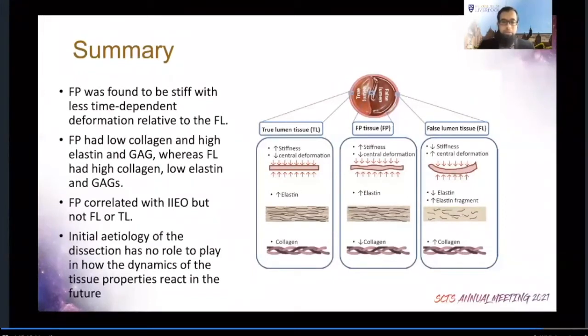And the most interesting finding is that regardless of the initial etiology of the dissection, all of these tissues behave in the same way, and that initial etiology has no role to play in the dynamics of the tissue. We can say that the flap is a dynamic tissue which is responding to the local hemodynamic environment.